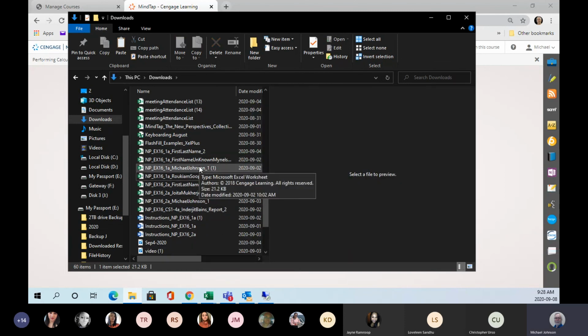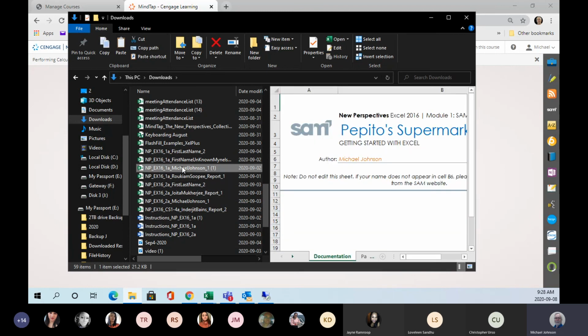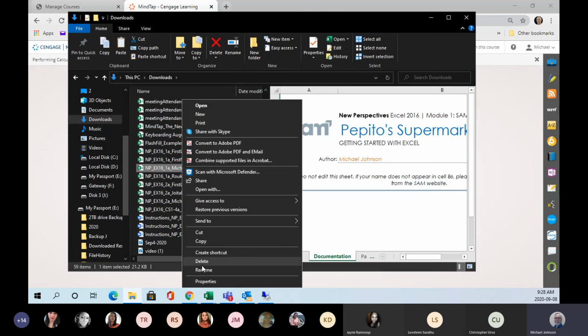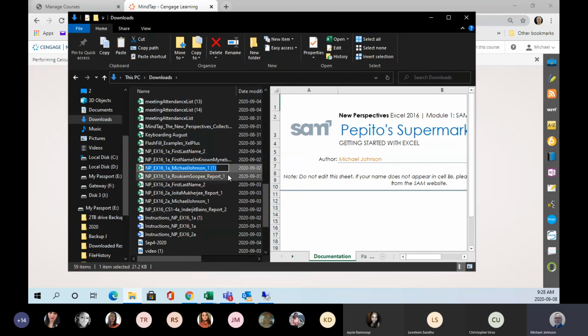Okay, so I have this file. It's got that bracket 1 bracket. I'm going to right click on it. I'm going to rename it. And you'll notice that it highlights it. So I'm just going to click at the end of the 1. I'm going to highlight that space with the bracket 1 bracket, and I'll press delete. And then press enter. And now that file is like that.